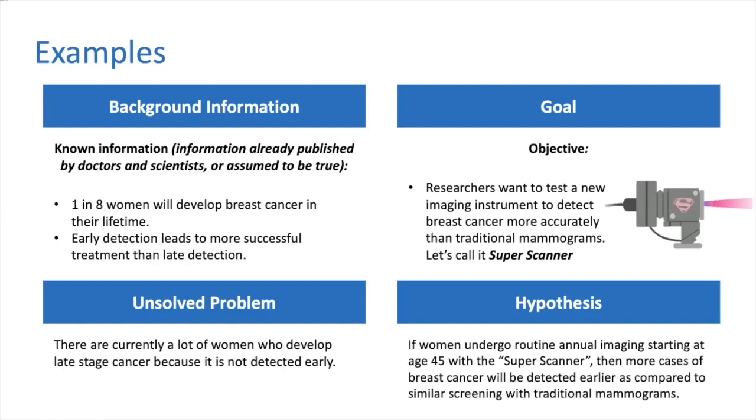Now, here's our hypothesis. If women undergo routine annual imaging starting at age 45 with the super scanner, then more cases of breast cancer will be detected earlier as compared to similar screening with traditional mammograms. Again, as in the previous example, the hypothesis follows an if women undergo routine annual imaging, and then statement, then more cases of breast cancer will be detected.